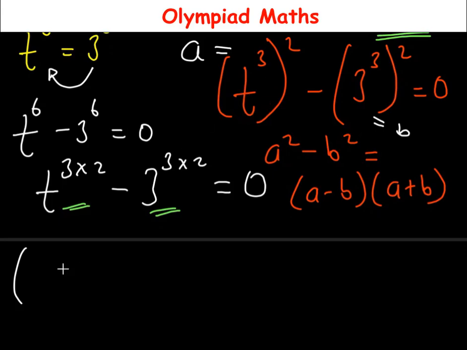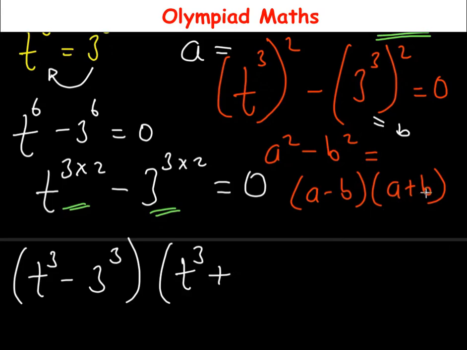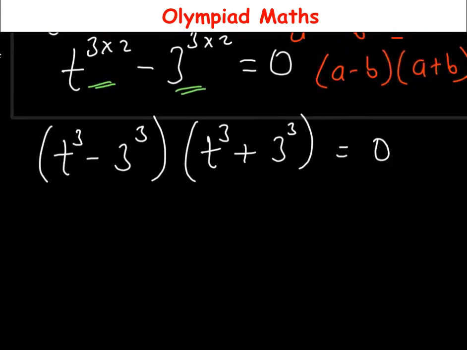So working with that, what we then have is that this is equal to, in brackets, a is t raised to power 3. So t raised to power 3 minus b, 3 raised to power 3, all multiplied by a, t raised to power 3 plus b, 3 raised to power 3, is all equal to 0. So from here, we can say that we can equate this to 0 and also equate this to 0.